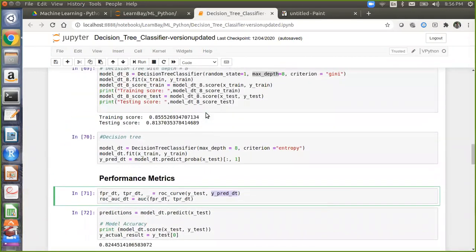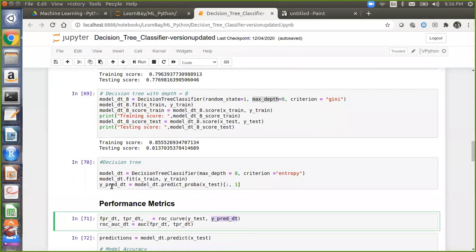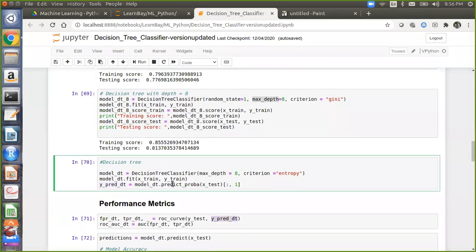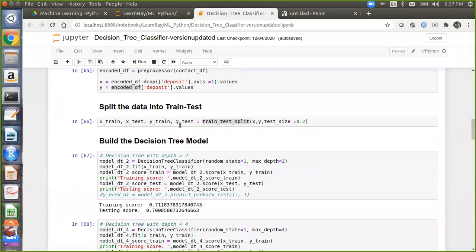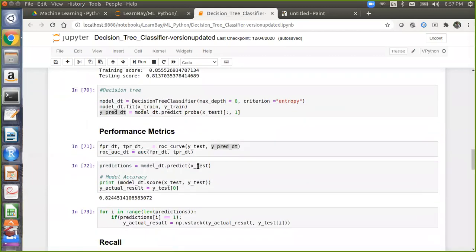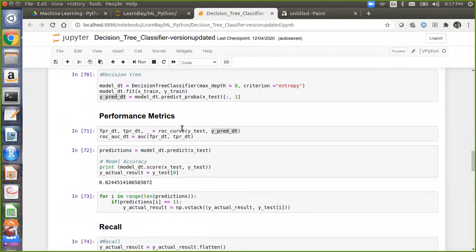So what is happening here in this particular function? The predict function will predict the values for the test set, and y_test will have the actual values of the target variable for your unseen data set. Now the y_test values and the predicted values from the model will be compared within this roc_curve, and finally it will generate two values, FPR and TPR.